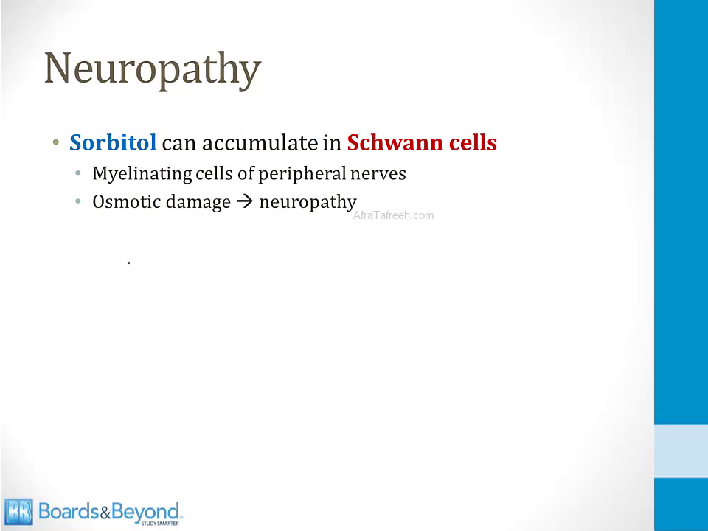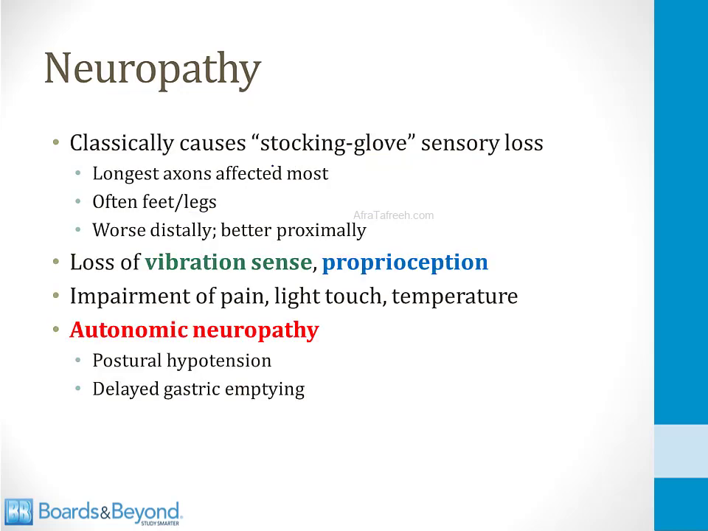Sorbitol is also believed to play a role in the development of diabetic neuropathy. Sorbitol can accumulate in Schwann cells, and recall that these are the myelinating cells of peripheral nerves. When Schwann cells develop osmotic damage, this can lead to neuropathy. Diabetic neuropathy classically causes a stocking and glove sensory loss. The sensory symptoms typically dominate. You can have motor symptoms in diabetic neuropathy, but they are usually much less significant than the sensory symptoms.